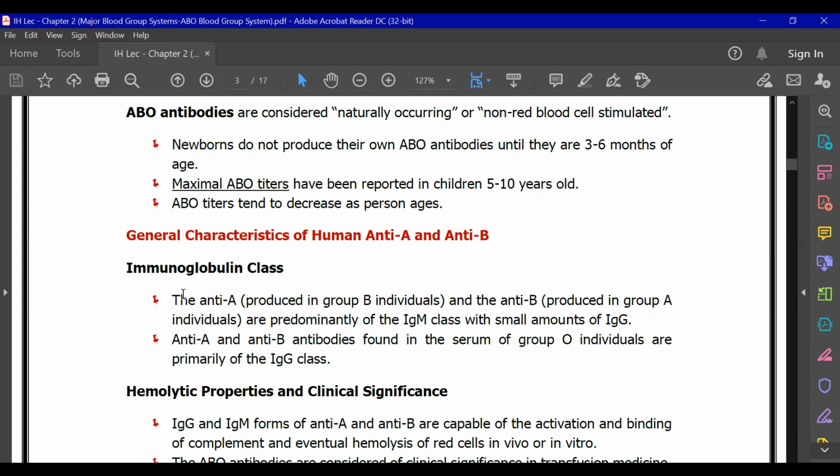This is additional information for everyone. Sabi natin noon that your ABO antibodies are naturally occurring and they are of the IgM class. But in here, we have additional information: anti-A and anti-B specifically produced by your group O individuals are primarily of the IgG class. Okay, tandaan nyo yung class ha. Pag group A and B individuals, yung ABO antibodies na na-produce nila would be of your IgM class, predominantly IgM with small amounts of your IgG. But the anti-A and anti-B antibodies produced by your group O individuals are of IgG class.